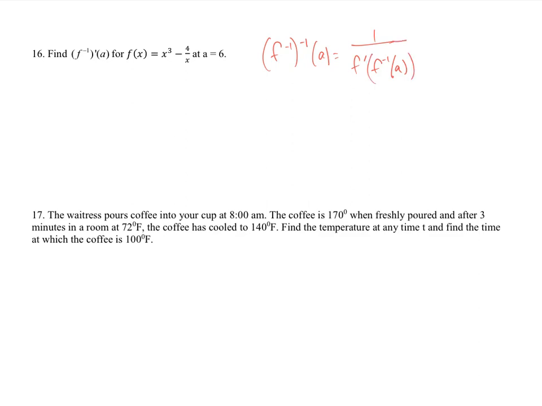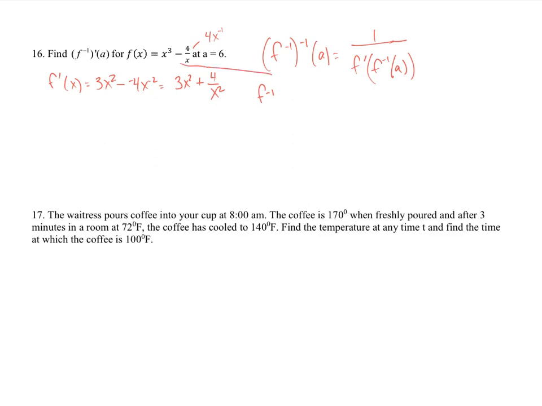So that means we need to find what our derivative of this is. So our derivative is going to be 3x squared minus, now this is 4 times x to the negative 1, so that's going to be negative 4x to the negative 2. So let's just clean this up and write this as 3x squared plus 4 over x squared. So we went ahead and cleaned that up. Now we want to find a derivative there. We got to find out what that value is. So let's find the inverse. That's our next step here.